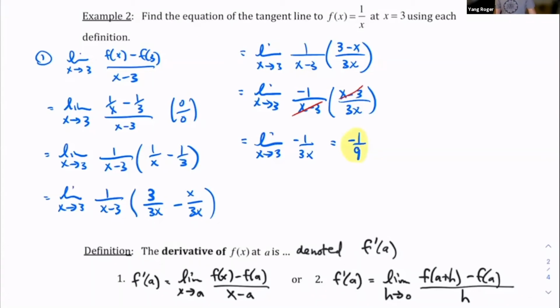Does that make sense to everybody? Are there any questions? So we can write the equation of our line. The equation of our line will be y minus 1/3 is equal to negative 1/9 times x minus 3, like that.